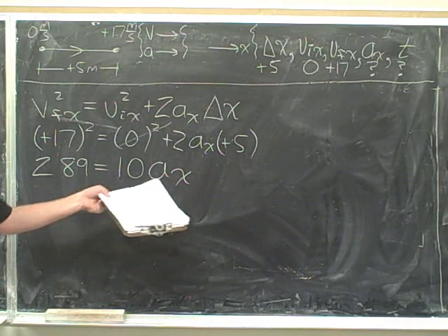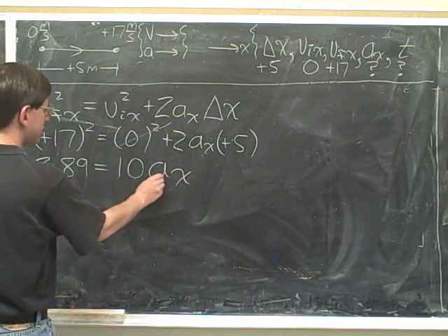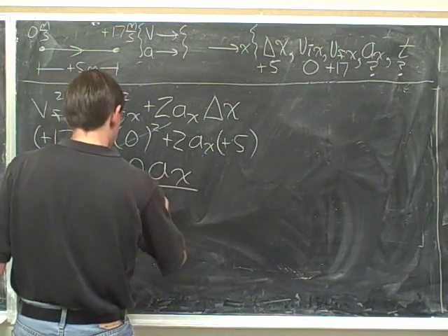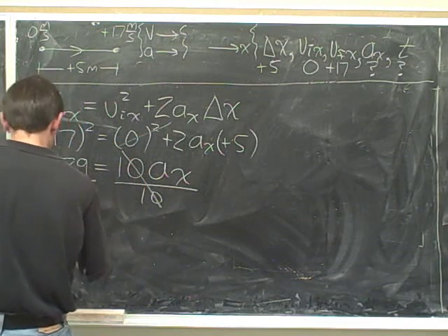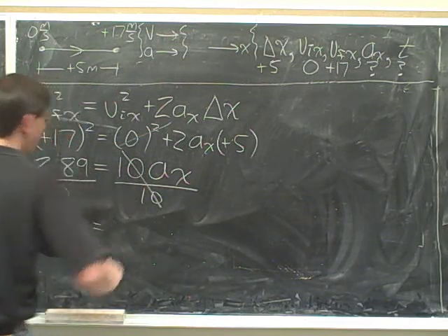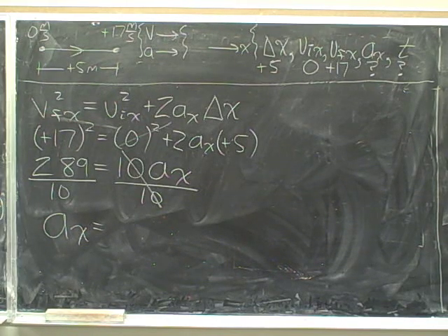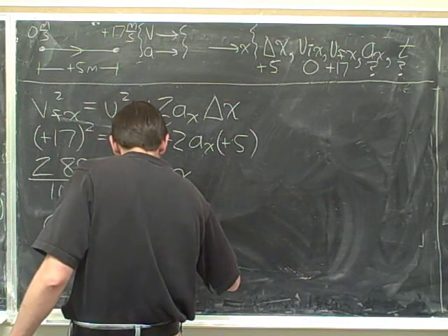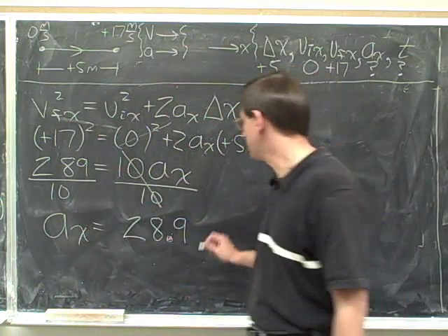We need to get the acceleration by itself, so we need to get rid of this 10. Well, the 10 is connected to the acceleration by the operation of multiplication. So we need to do the opposite. The opposite of multiplication is division. I hope you don't need your calculator to do this division. 289 divided by 10 is 28.9. This is not a good answer. We need units.